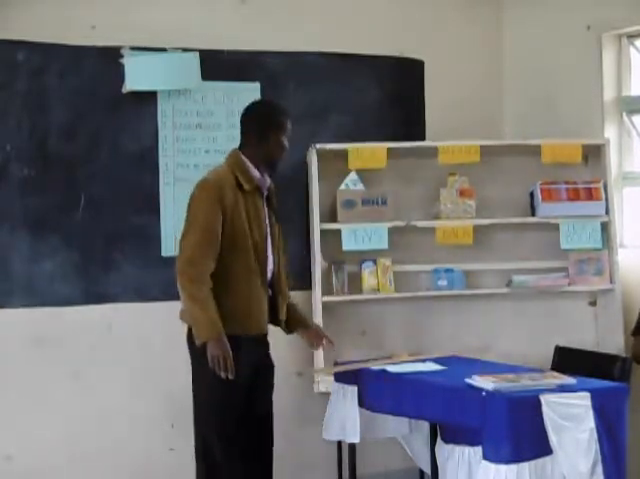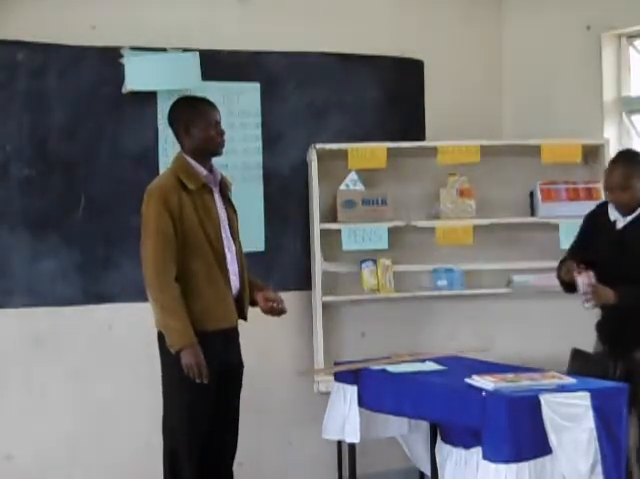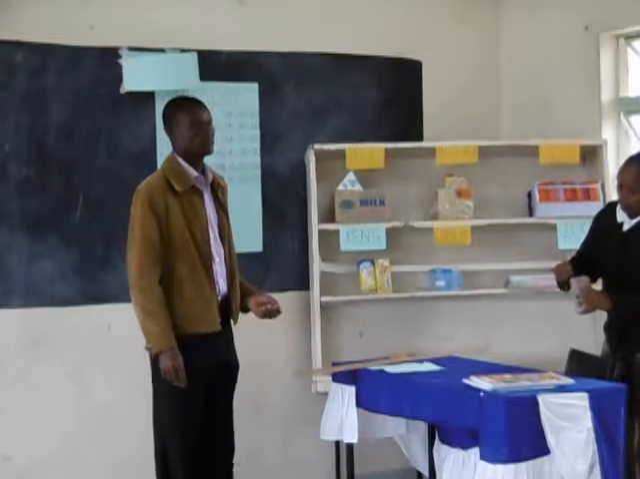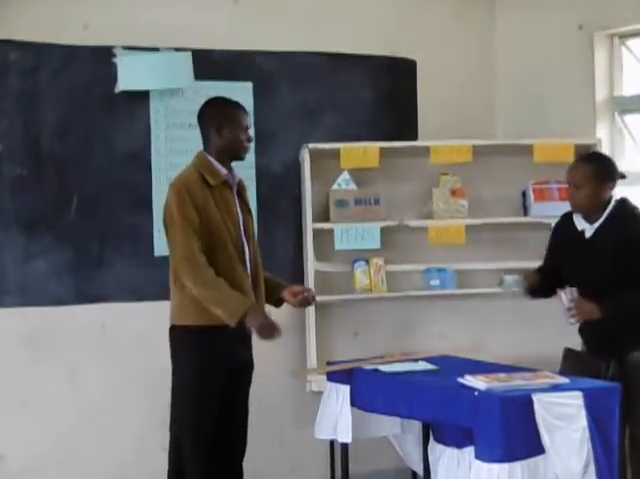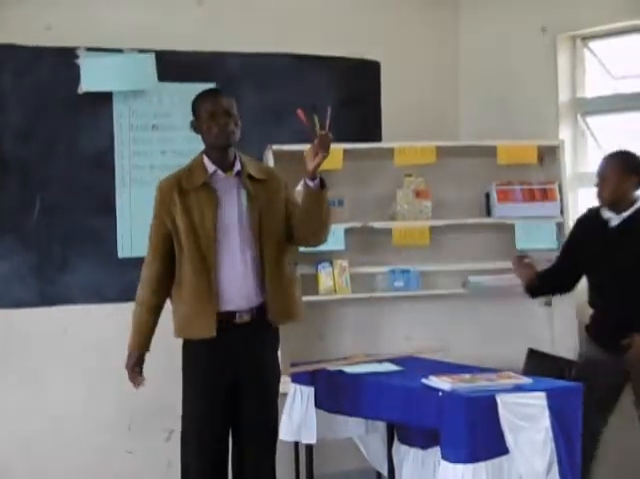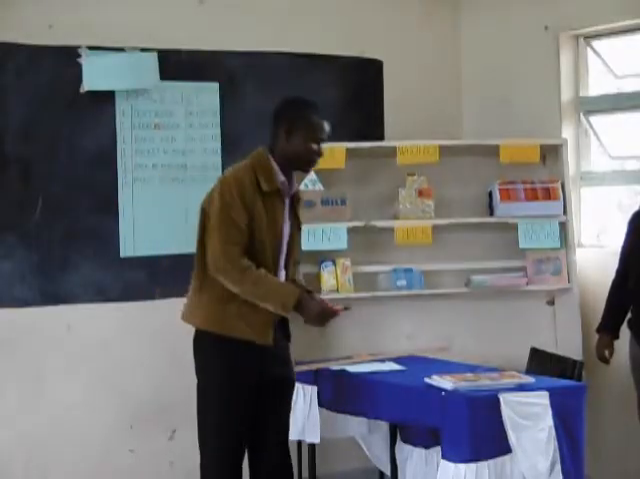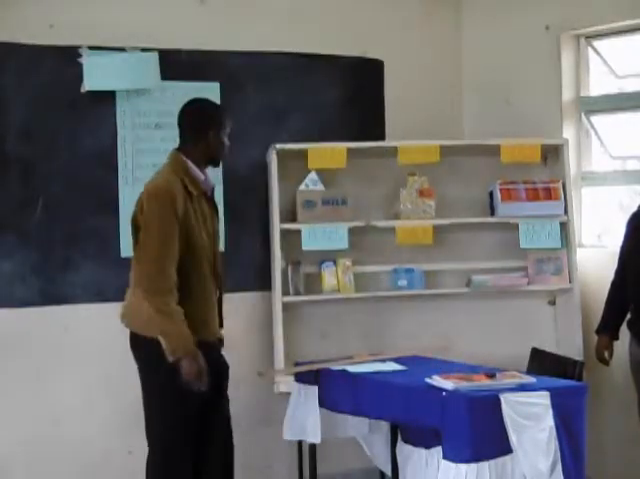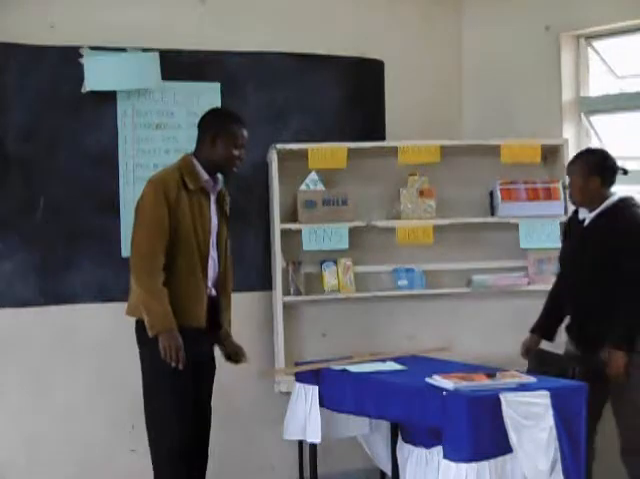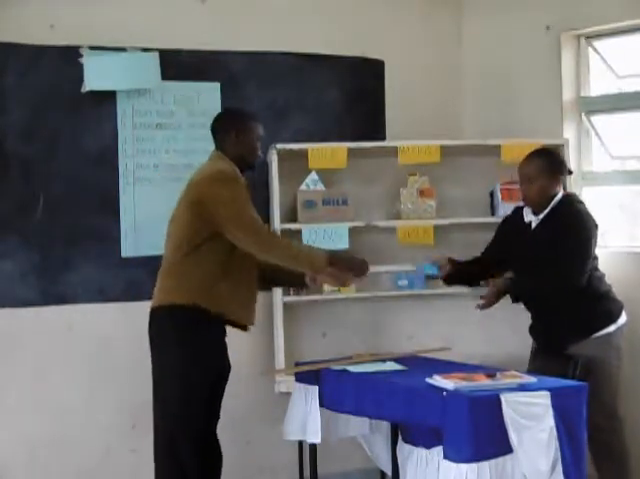From this shop again, I'm going to buy 4 pens. So these are the 4 pens that I've bought from the shop. Now again, from this shop, I'm going to buy 2 packets of chalk. So these are the 2 packets of chalk that I bought from the shop.